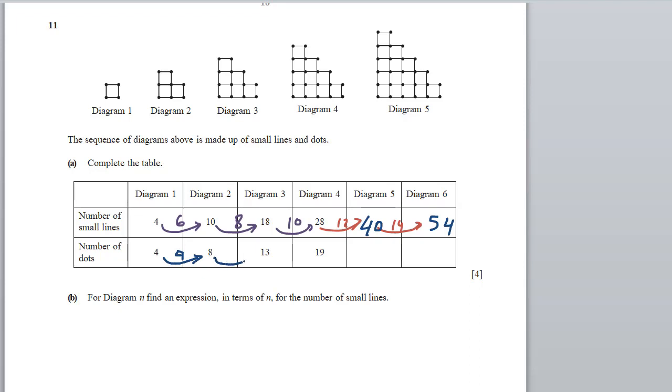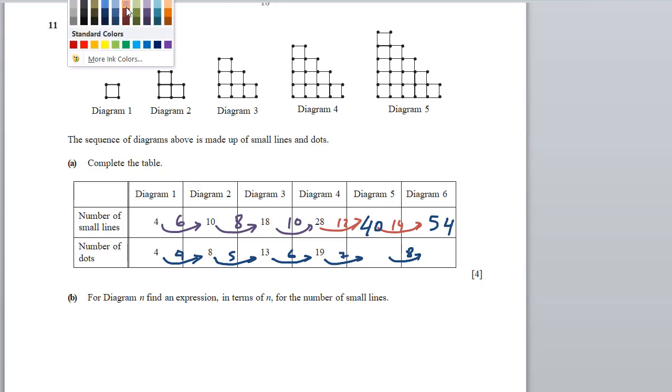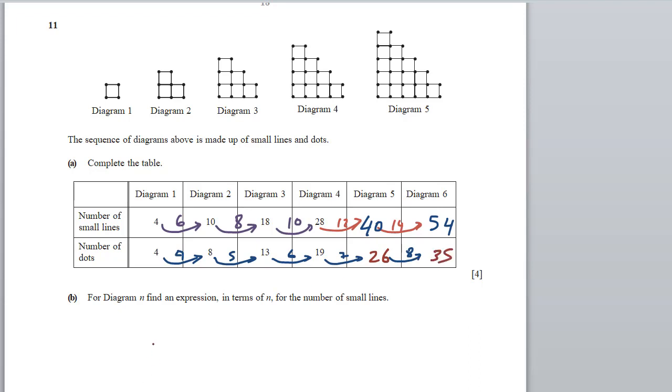Here 4 and 8, which is 4, 5, 6, so it will be 7 and 8. So 19 plus 7 is 26, and 26 plus 8 is 35.